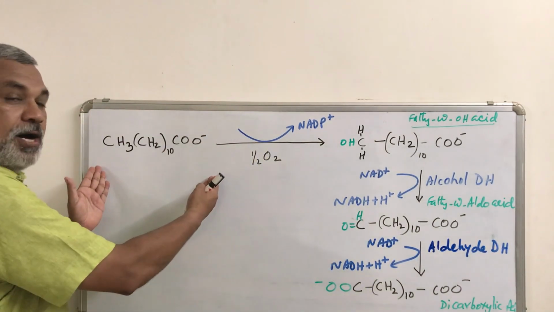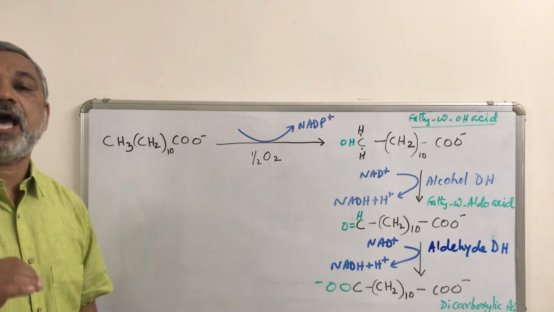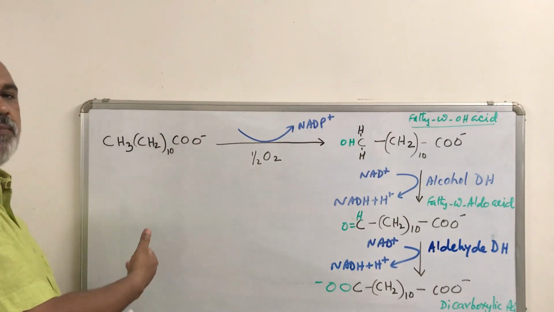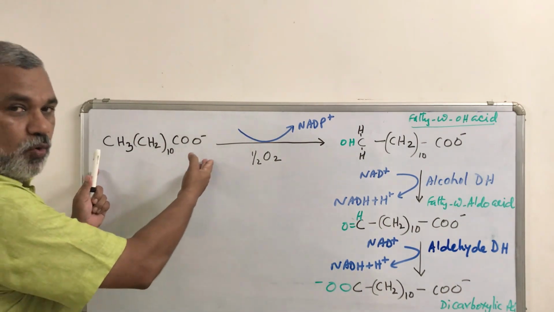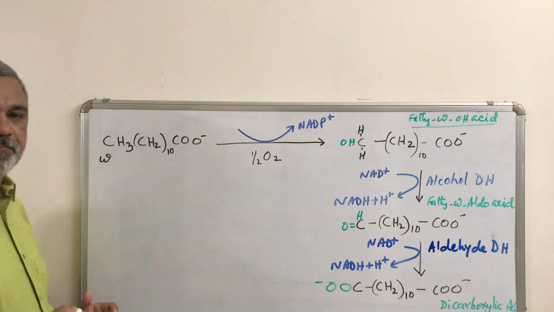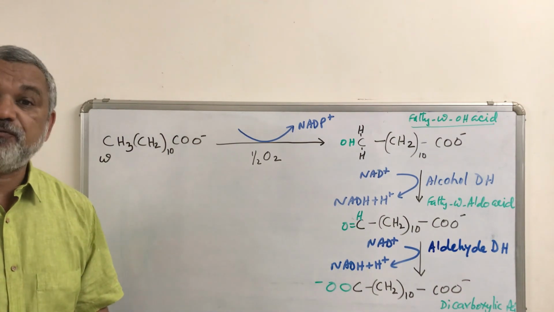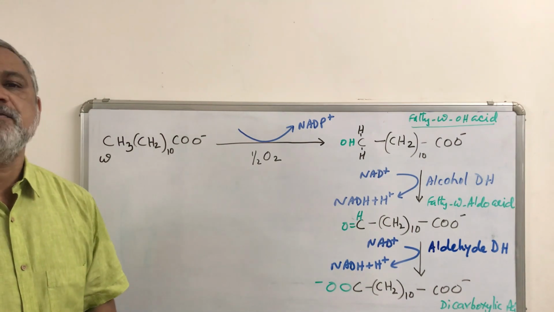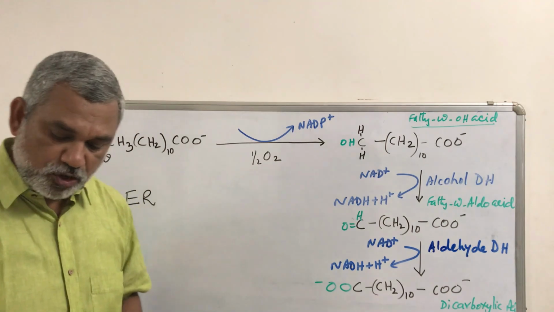So we know this is an example of a fatty acid, and this pathway will happen for short chain or medium chain fatty acid. We have given the example of a 12 carbon fatty acid, and this is lauric acid. Now in this fatty acid, this is the omega carbon atom. The oxidation will begin from the omega carbon atom, therefore this is called omega oxidation. And this will happen very specifically in the endoplasmic reticulum. It begins in the endoplasmic reticulum.